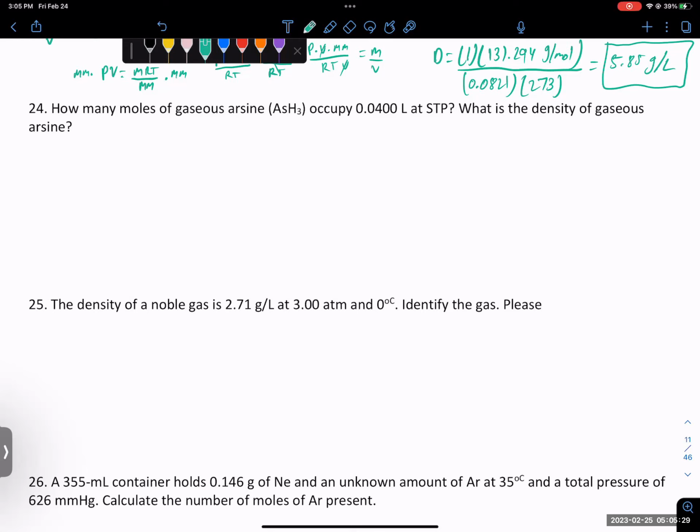Actually, another way to do this: you take that number, do the thing with that number, take that times that, and divide by that. That should work. Take this number and multiply it by that to get grams, because you get mass and divide by volume.